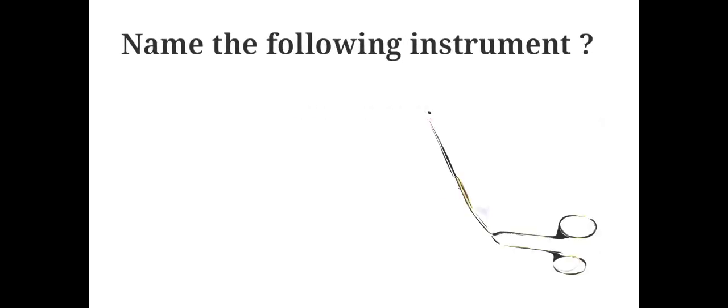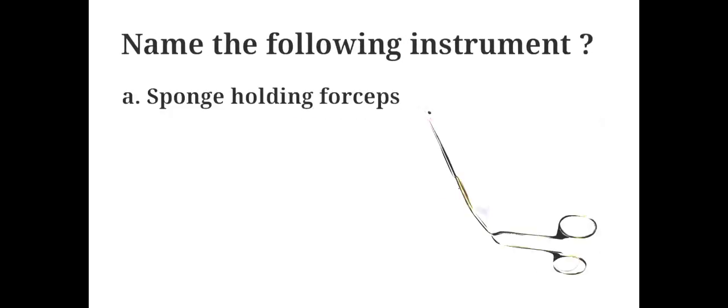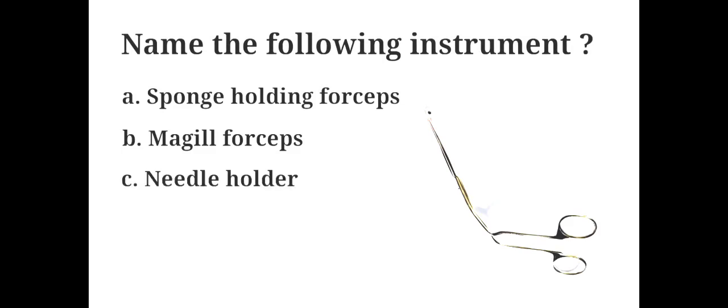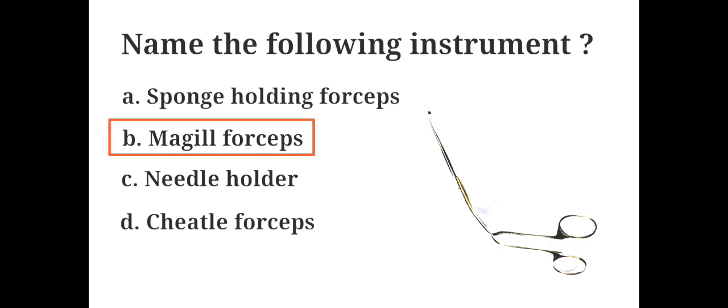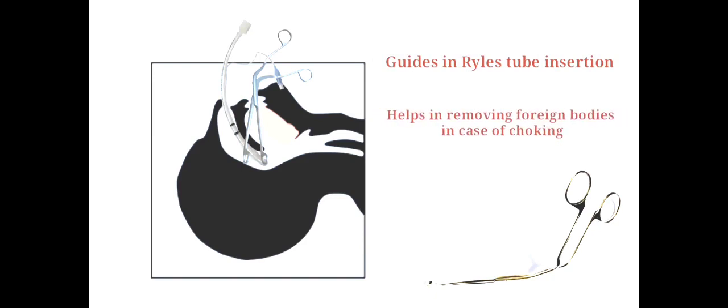Name the following instrument. A. Sponge holding forceps, B. Magill forceps, C. Needle holder, D. Chittle forceps. And the answer is B. Magill forceps. Magill forceps are angled forceps used to guide a tracheal tube into the larynx or a nasogastric tube into the esophagus under direct vision. They are also used to remove foreign bodies.